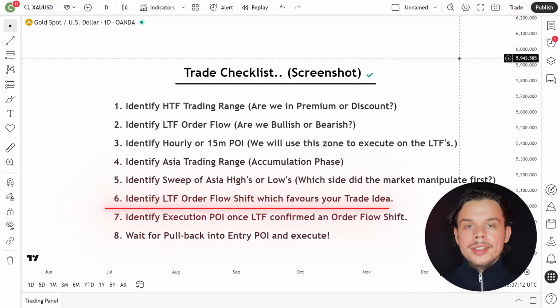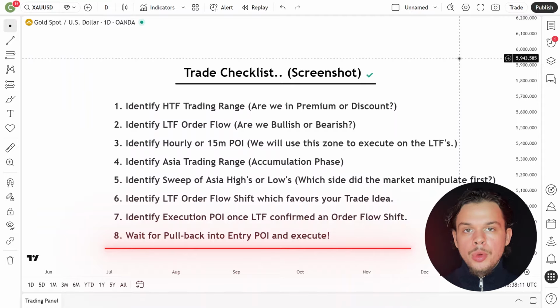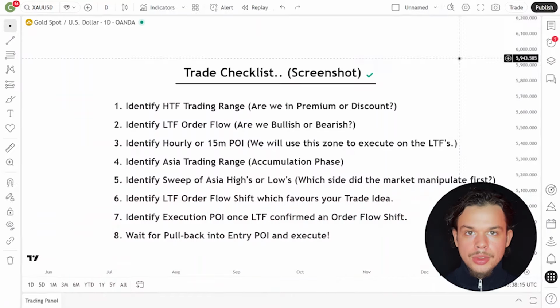Step 6, identify lower time frame order flow shift which actually favors your trade idea. Step 7, identify your lower time frame execution point of interest once your lower time frame order flow shift has confirmed. Step 8, simply wait for a pullback back into your entry POI, which is where you will look to execute your entry. So let's actually break down the exact strategy which I use.